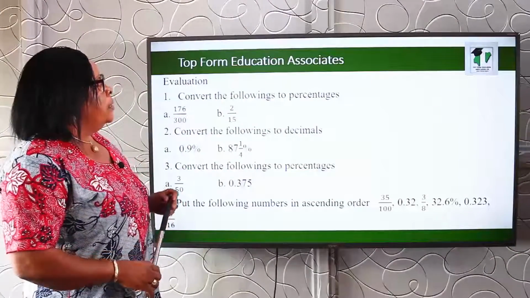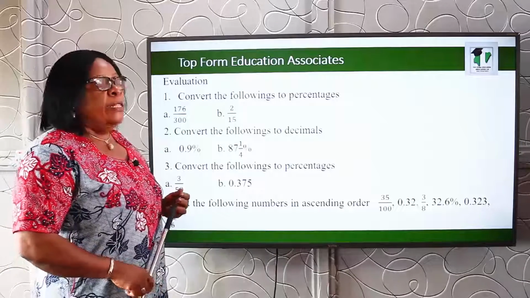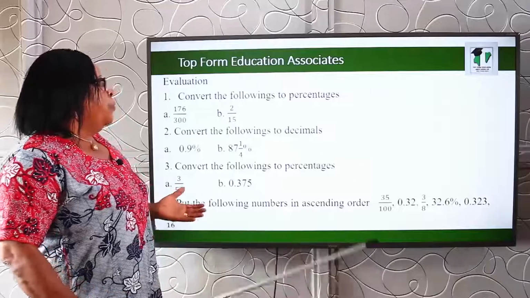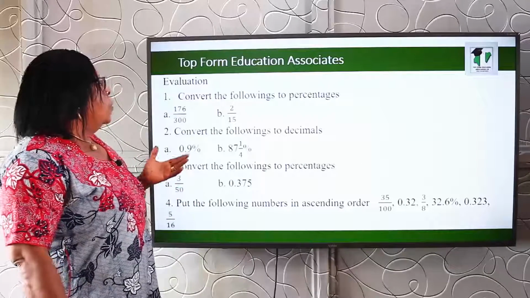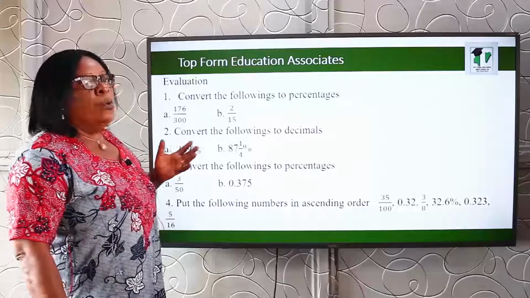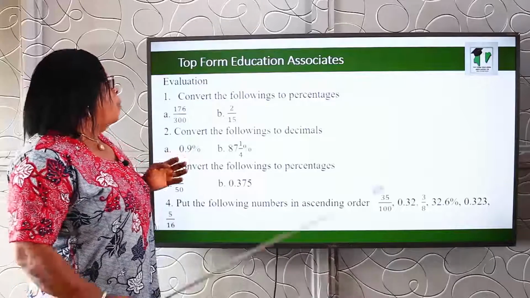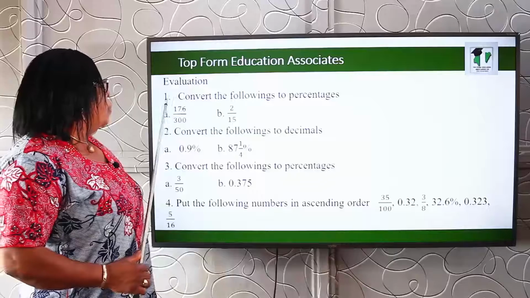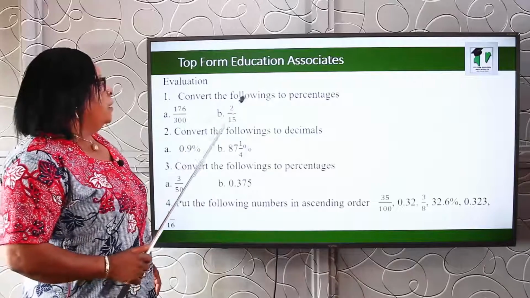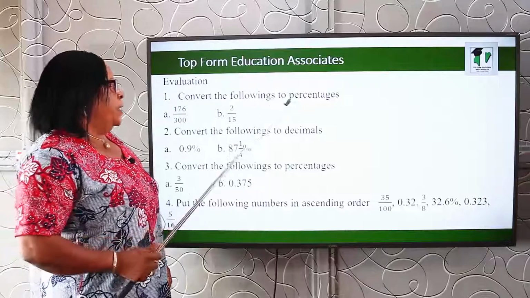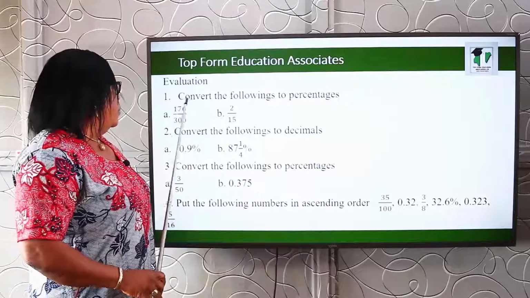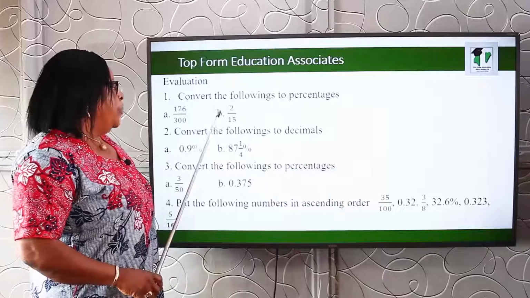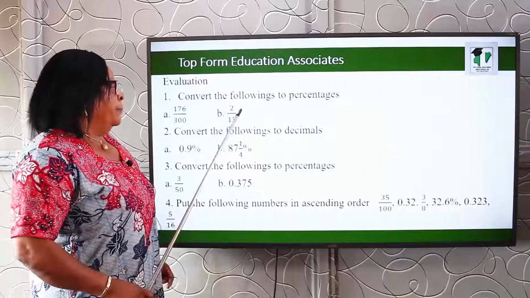Okay, students, we've come to the end of today's lesson. But before we round up, let us look at all we discussed in form of evaluation. So number 1, convert the following to percentages. A, 176 over 300, and B, 2 over 15.